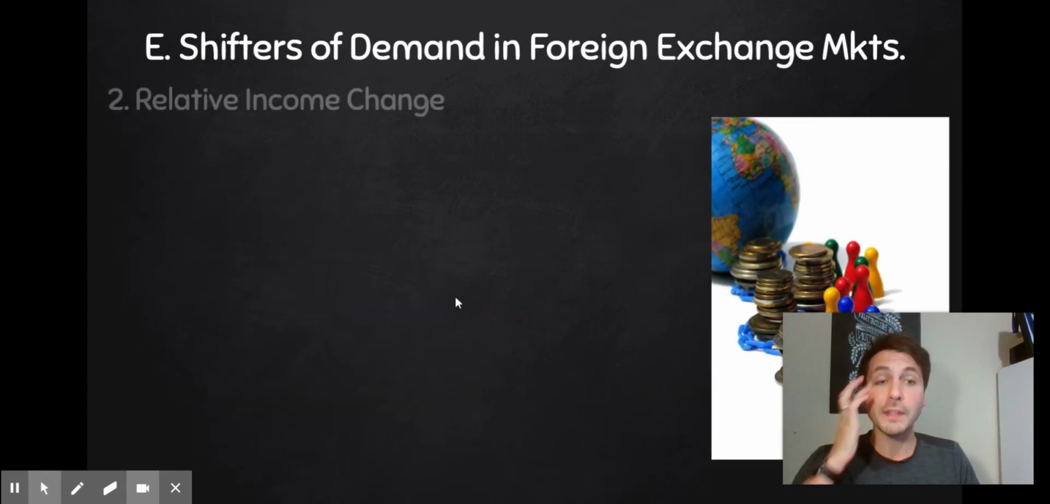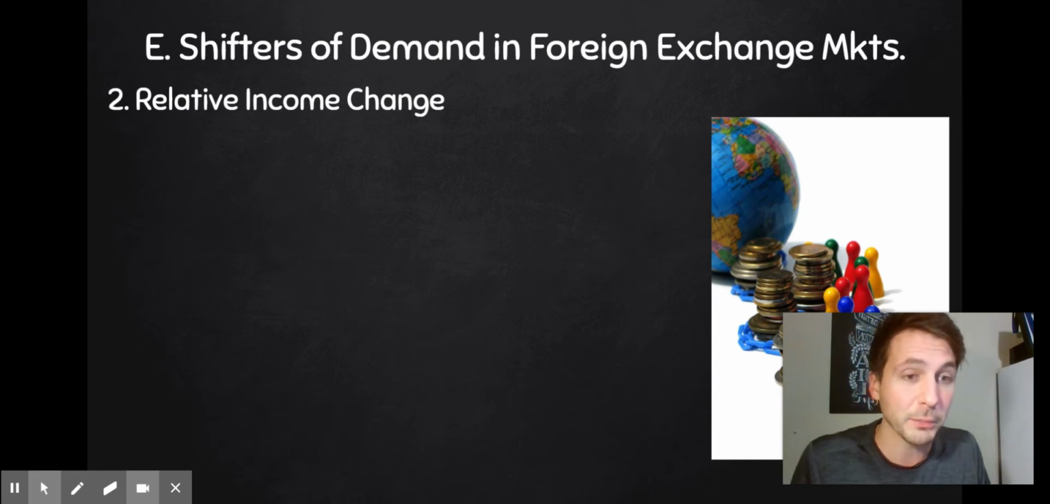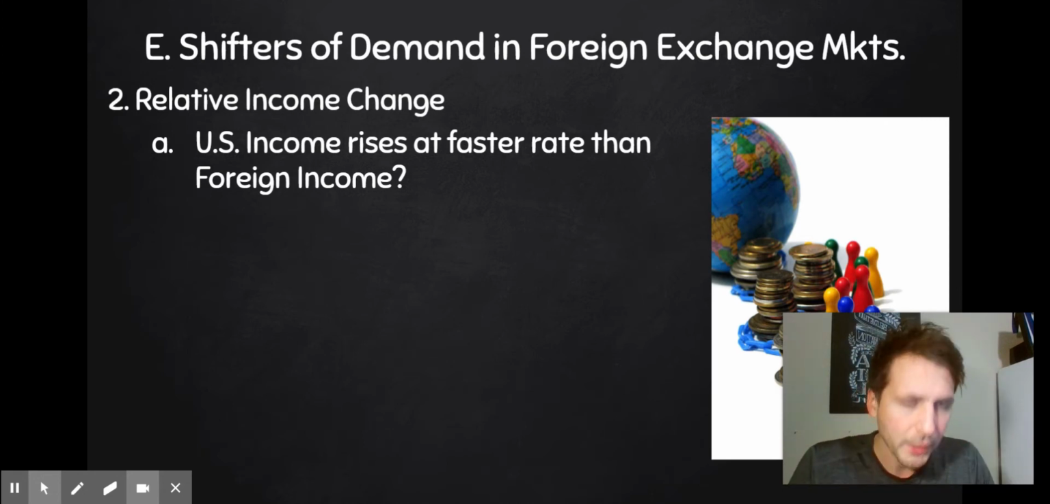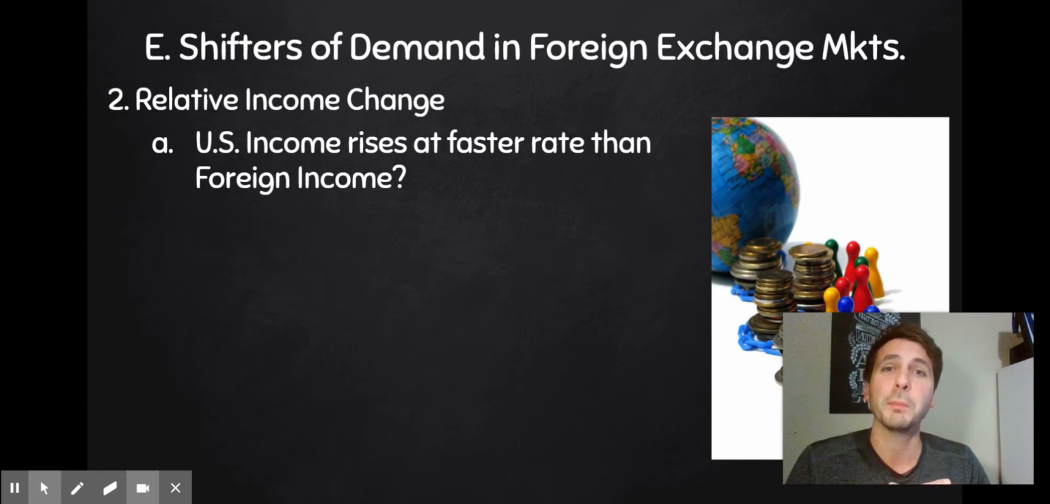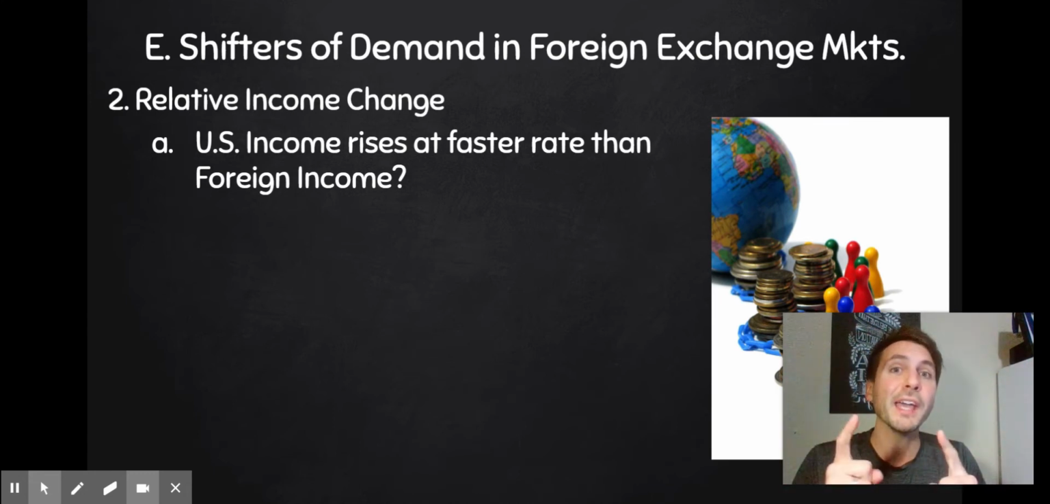Okay? The next shifter, they'll get a little more complicated from here. Relative income change. In the event that the United States income rises faster than foreign income. Now, be clear here. When I say income, I don't mean the money you bring home individually. We're talking about the income of a nation, aka GDP or nominal GDP or real GDP, right? So when income is rising, when the American economy is booming, we will buy more of everything. That includes buying more imports.